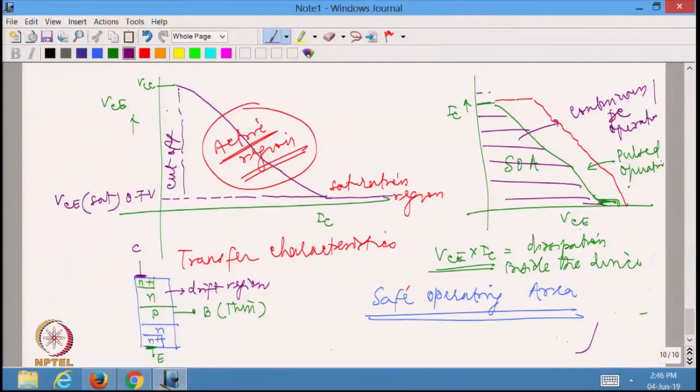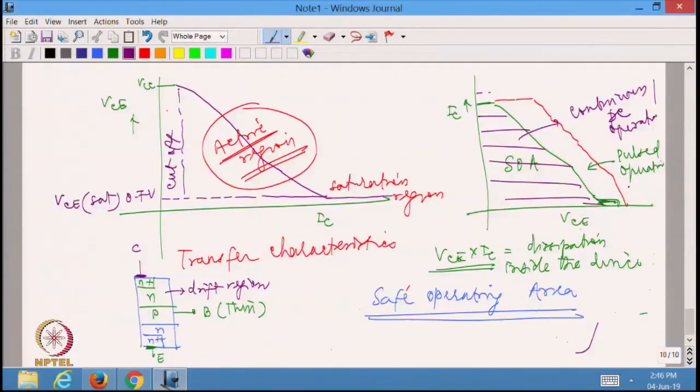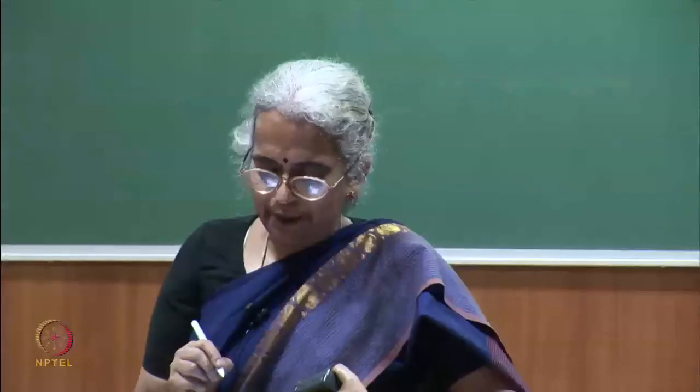So, we have seen so far the basic structure of the transistor, we have seen the transfer characteristics, we have seen why the base drive requirement is somewhat higher and what the three regions of operation are. We had also looked at the safe operating area of the device. In the next class, we will be looking at the series and parallel operation. We will also be looking at the protection for the BJT, power BJT.